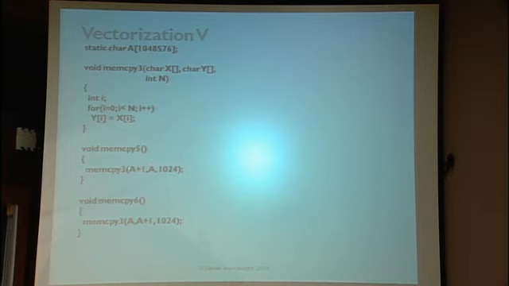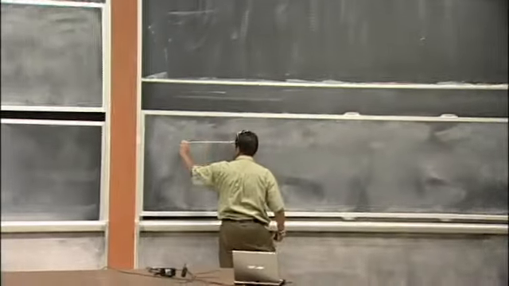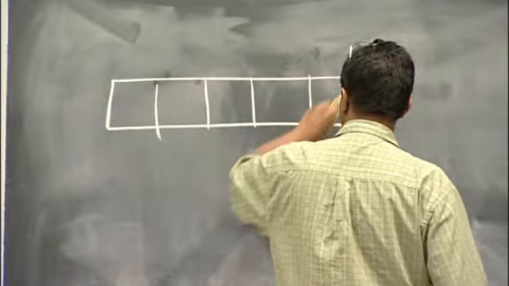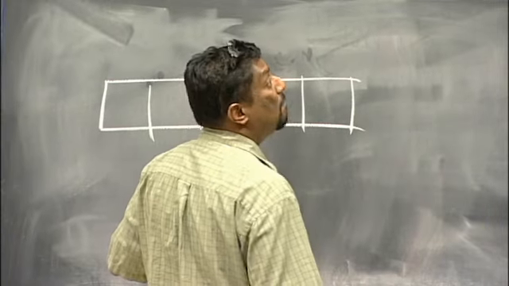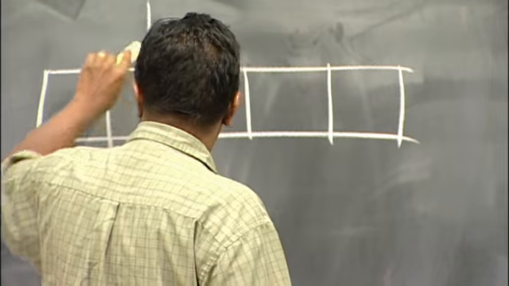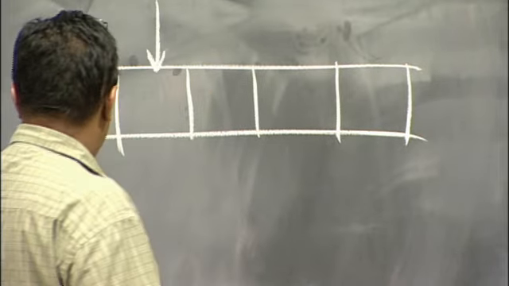get copied into Y, A[i+1] to A[i]. So that means I have an array like that. Array like this. I am giving A[i+1] as the source, I am giving this as the source. And I am giving this as the destination.